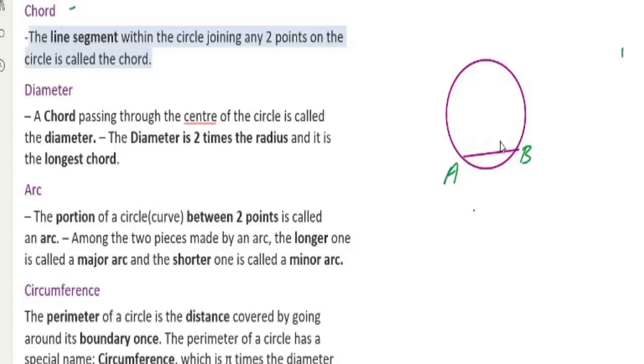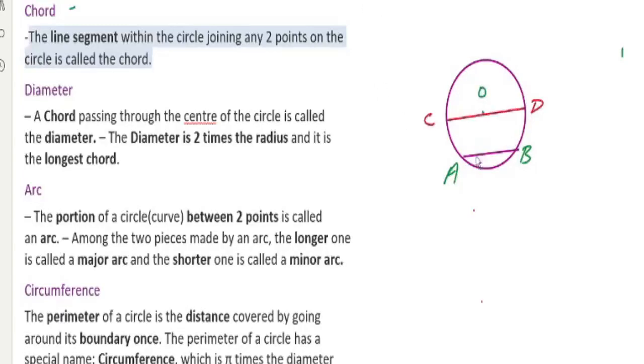Similarly, you can see the next term, that is diameter. A chord passing through the center of the circle is called diameter. The diameter is 2 times the radius and it is the longest chord. In this circle, suppose we have a center, here center O.